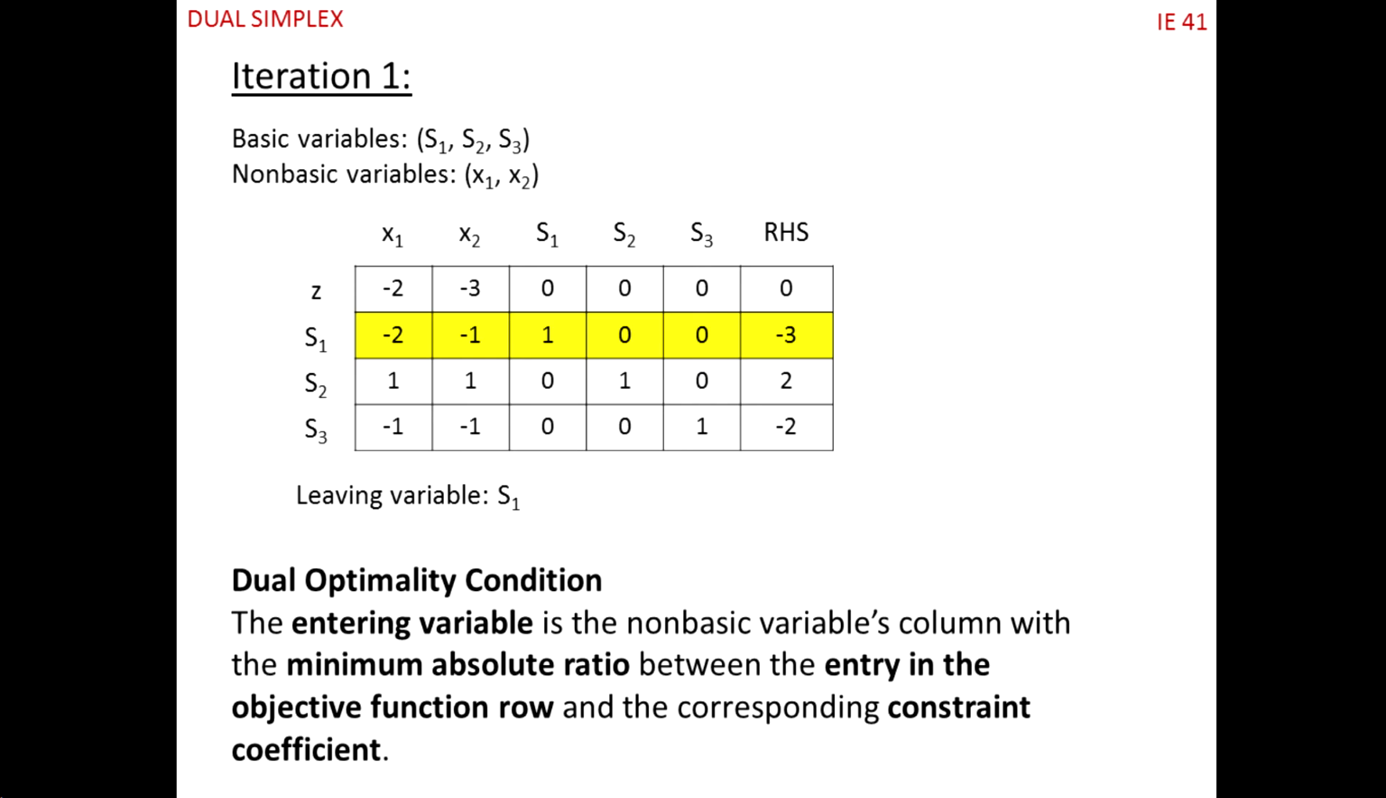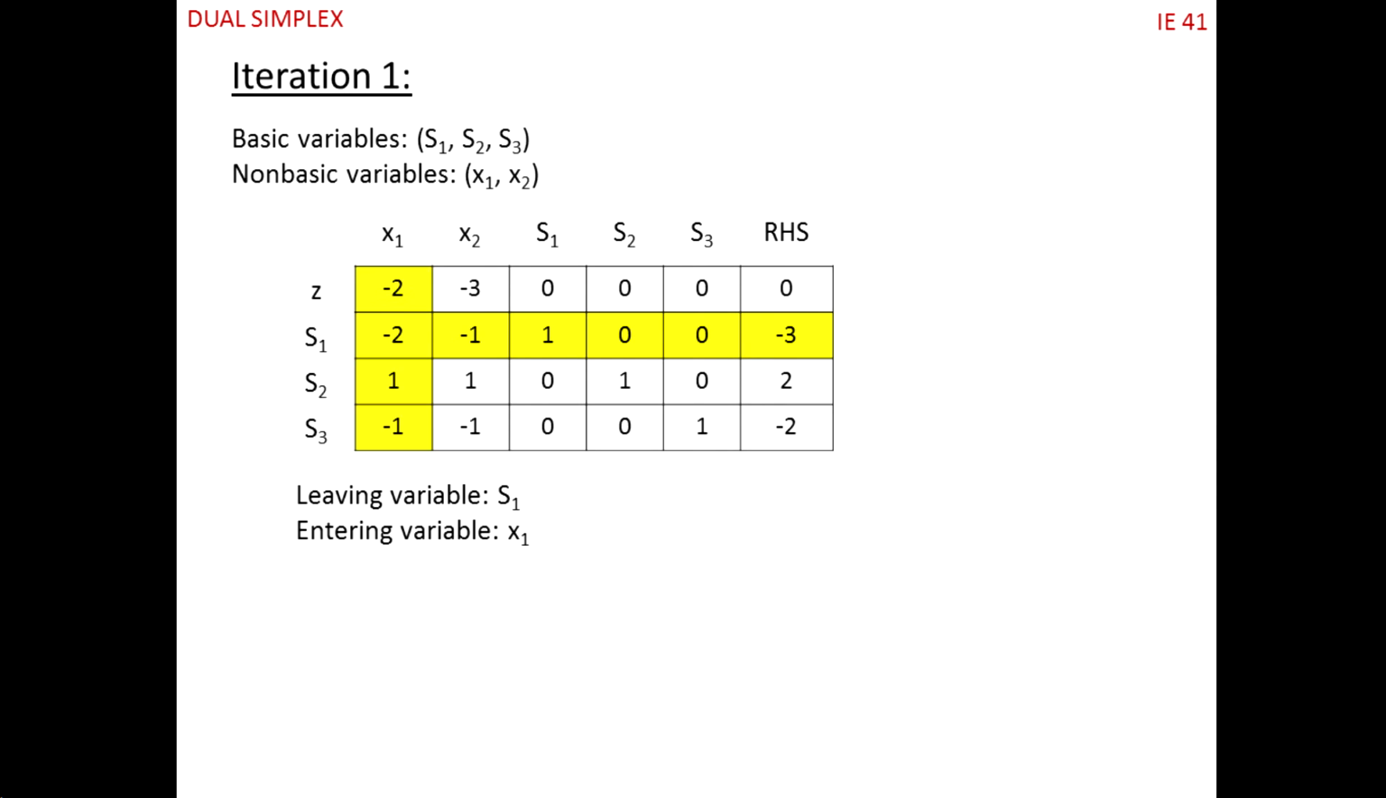In this iteration, we are choosing between x1 with a ratio of the absolute value of -2 over -2, that is equal to 1, and x2 with a ratio of the absolute value of -3 over -1, which is equal to 3. Thus, we select x1 with a smaller absolute ratio as our entering variable.